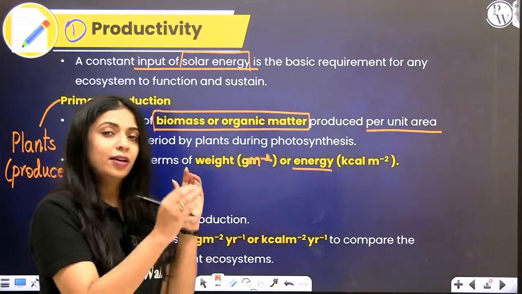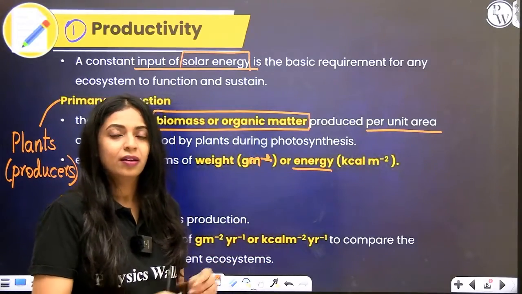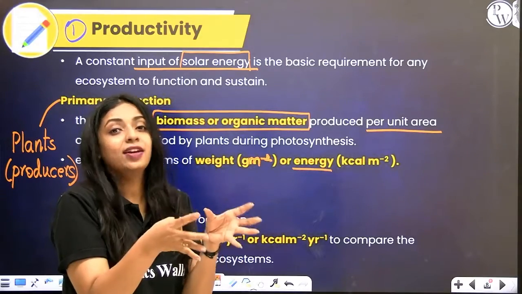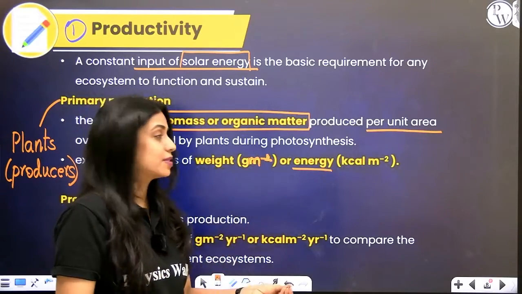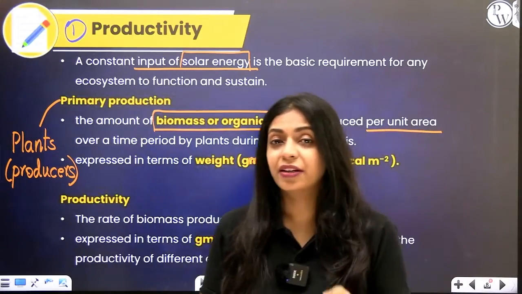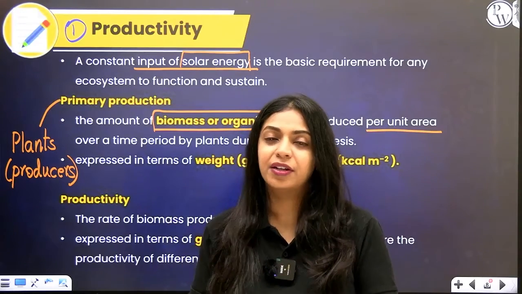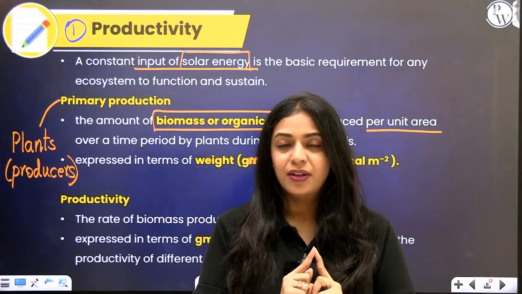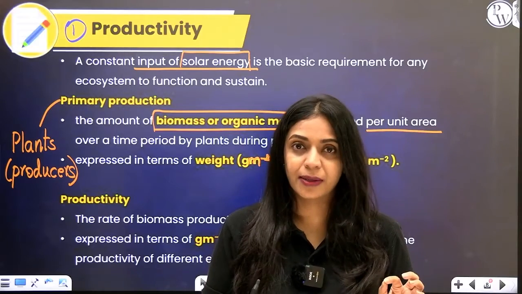So the organic matter that is produced in this particular area of 1 meter square for a particular period of time, how much energy does that organic matter or biomass have? That can be expressed in terms of kilocalories per meter square. So you either express it in terms of its weight per meter square, or you express it in terms of how much energy that biomass carries per meter square. That will give us the primary production and not productivity.